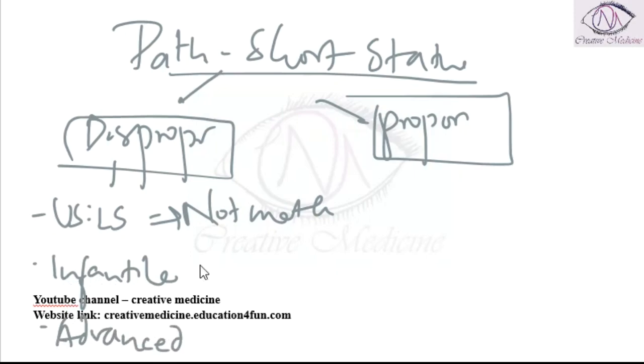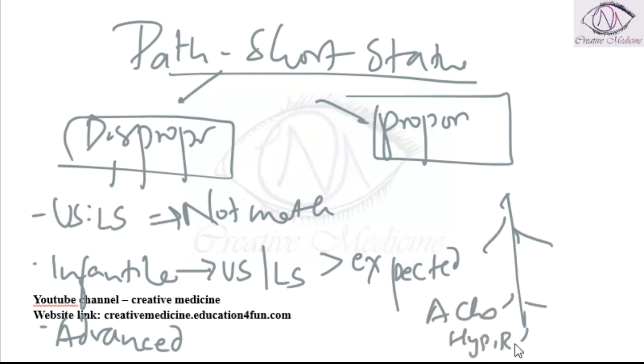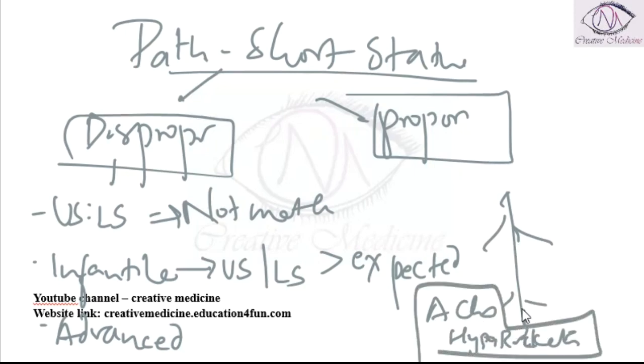In infantile cases, the upper segment to lower segment ratio is more than expected. That is, the trunk of the baby is long and the extremities are short. For example, achondroplasia, congenital hypothyroidism, and rickets. In achondroplasia, congenital hypothyroidism, and rickets, the trunk is long and the extremities are short.